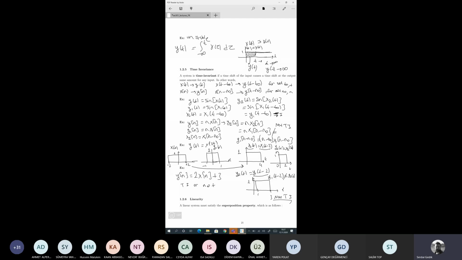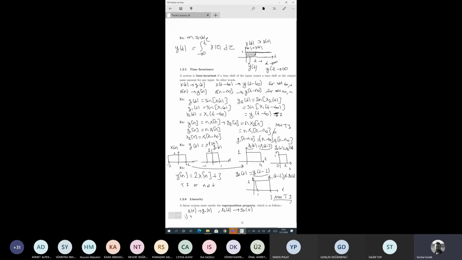Well, the last property is linearity, and the formal definition is this: a linear system must satisfy the superposition property, which is as follows. If I have x1 of t and y1 of t is the corresponding output, and I have x2 of t and y2 of t is the corresponding output, then it must satisfy 2 properties.